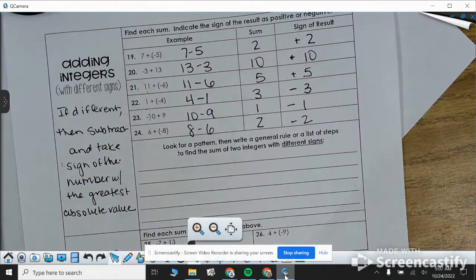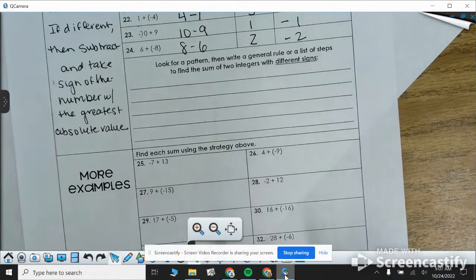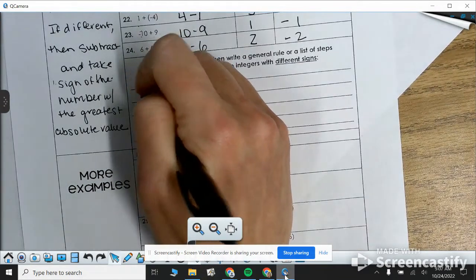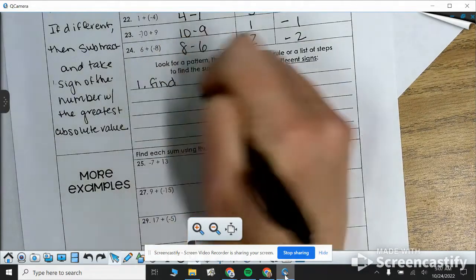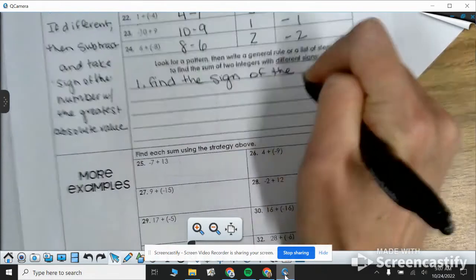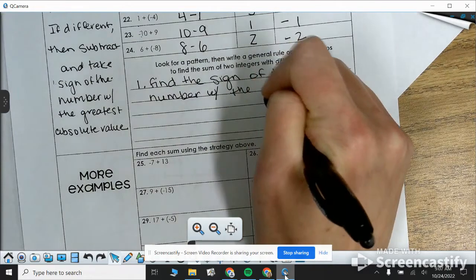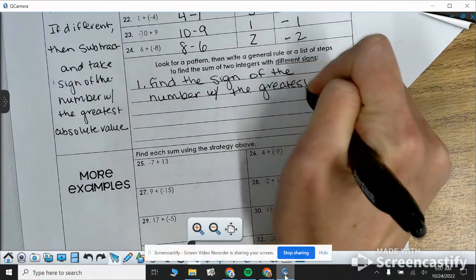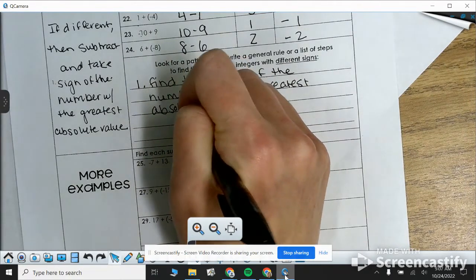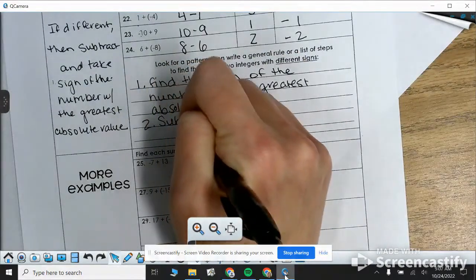And negative 2. So look for a pattern or a general rule and write the steps to find the sum of two integers with different signs. So step 1, find the sign of the number with the greatest absolute value. And you're going to subtract.